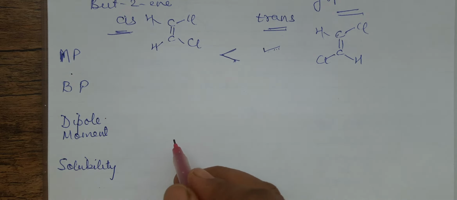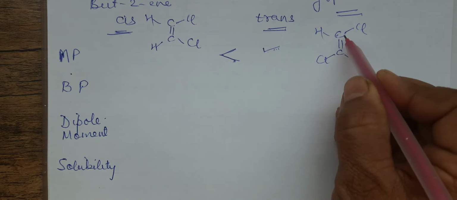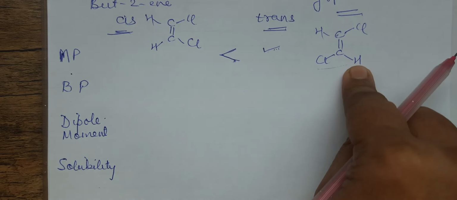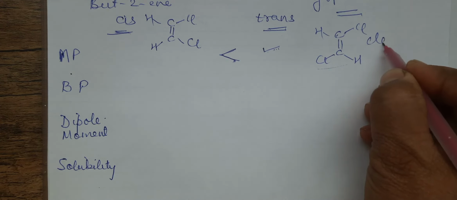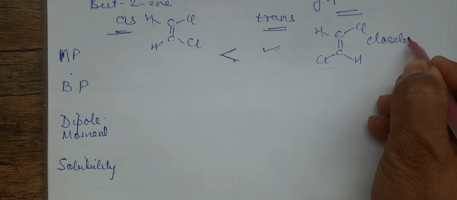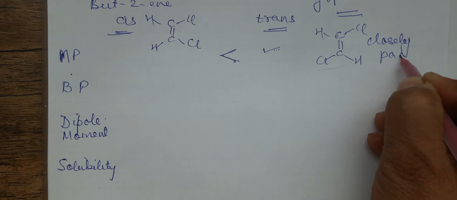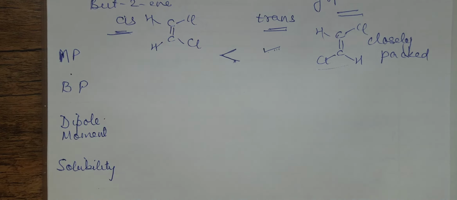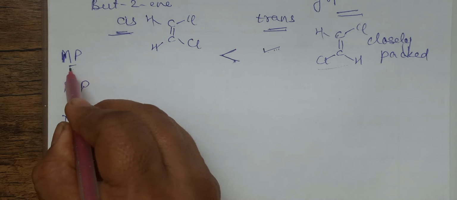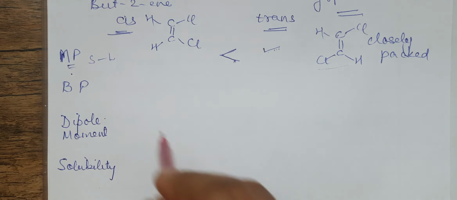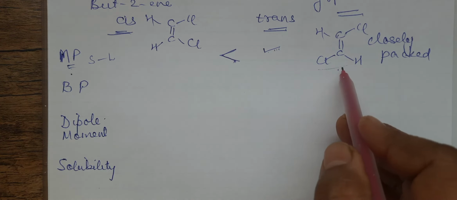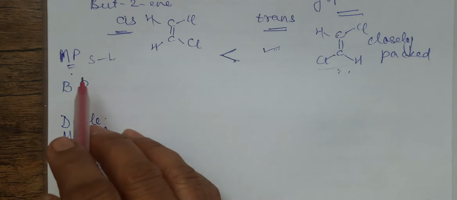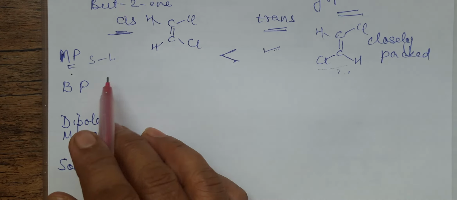The reason for it: in the trans form, the similar groups are present on the opposite side. So the packing will be more effective. This will be more closely packed. Because it is more closely packed, it will be very difficult to separate them. So basically what is melting point? We know it is solid to liquid form. So they are in the solid form. That means the symmetric packing is there. Because of very effective packing in the trans, the melting point of the trans form is greater than the cis form.